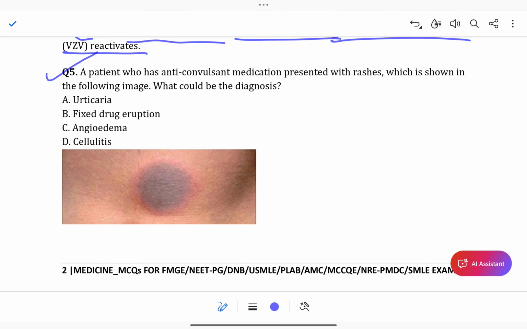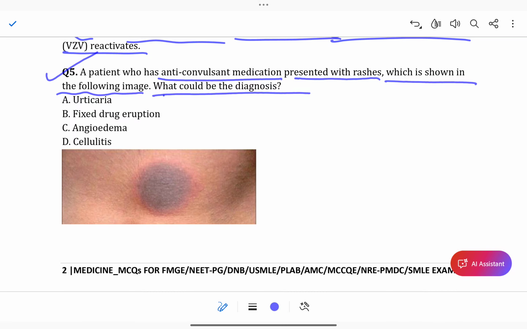Question number 5. A patient who is on anticonvulsant medication presented with rashes, as shown in the following image. What could be the diagnosis of this patient? Option A is urticaria. Option B is fixed drug eruptions. Option C is angioedema. Option D is cellulitis.